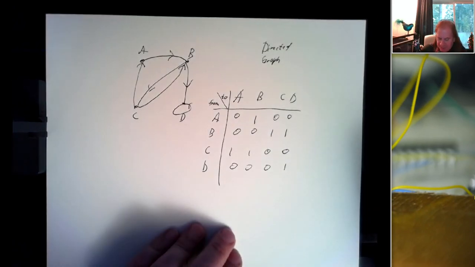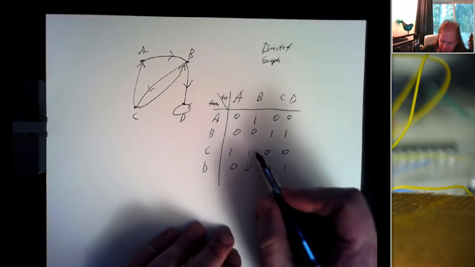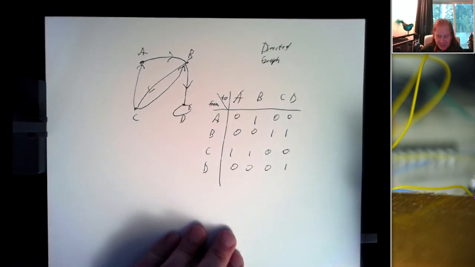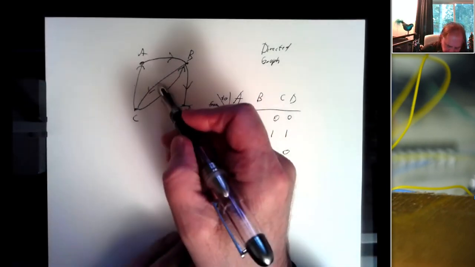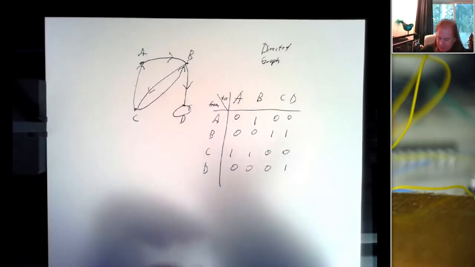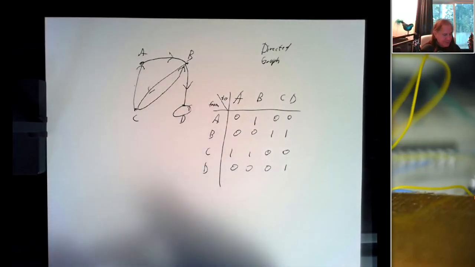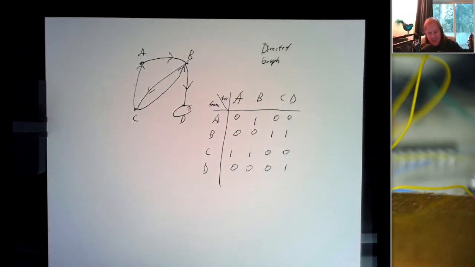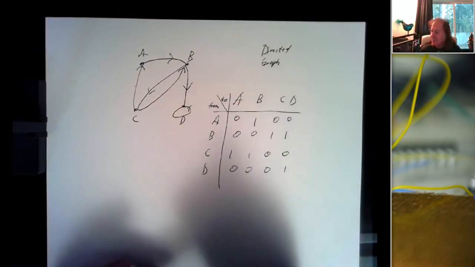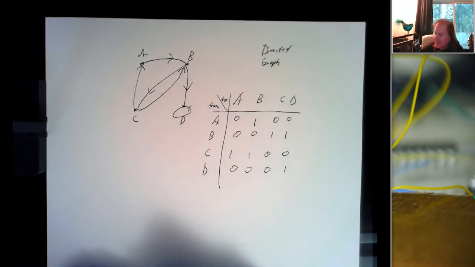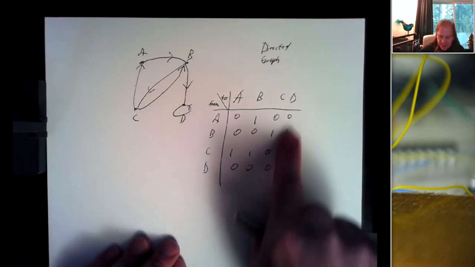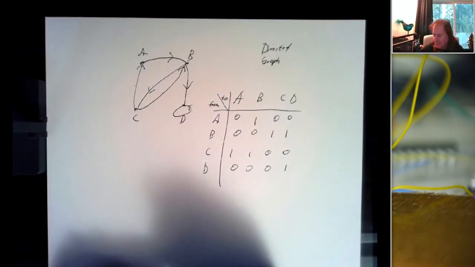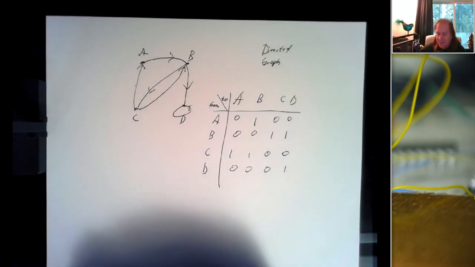And again, if we count up the number of 1s, 1, 2, 3, 4, 5, 6, that should be the number of edges in our graph. So for an undirected graph, we have to divide by 2 because we're implicitly counting each edge twice. But for a directed graph, we just count up the number of 1s. That's the number of edges. So this is one way to represent graphs in memory.